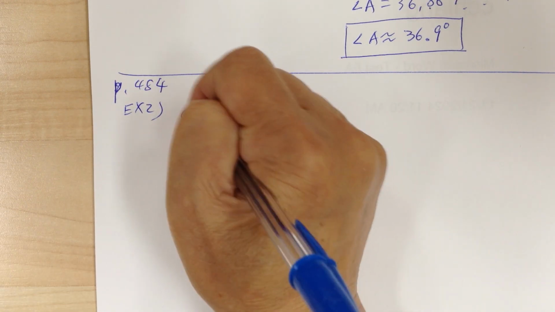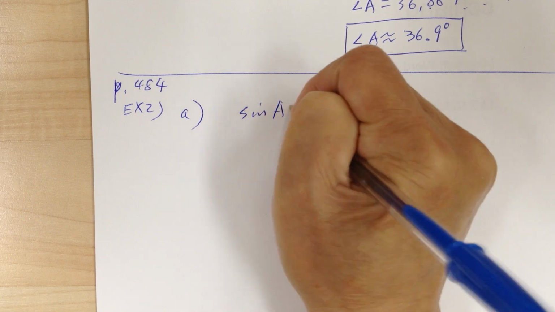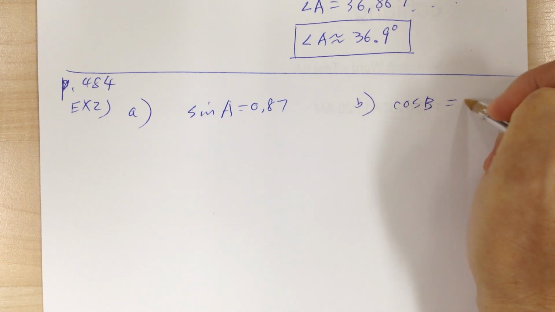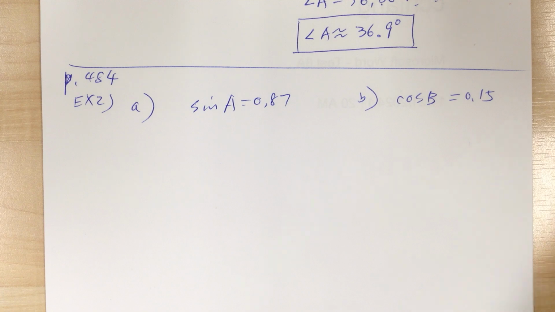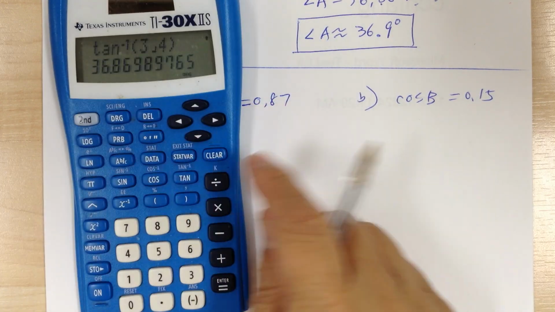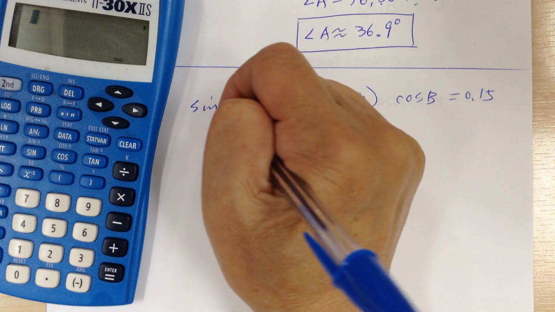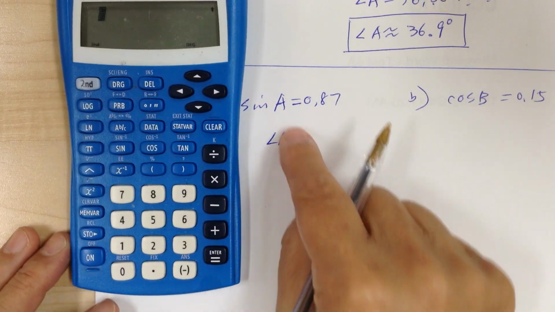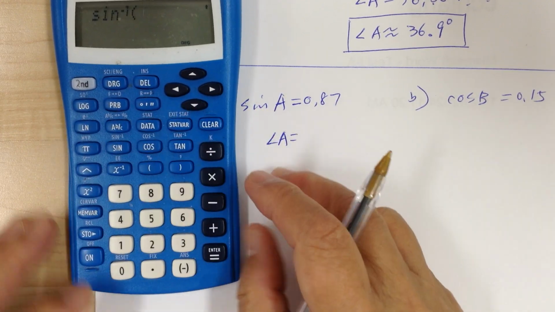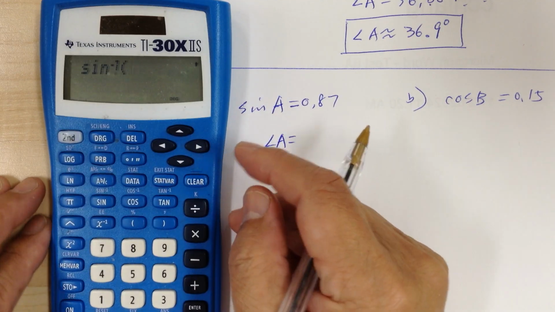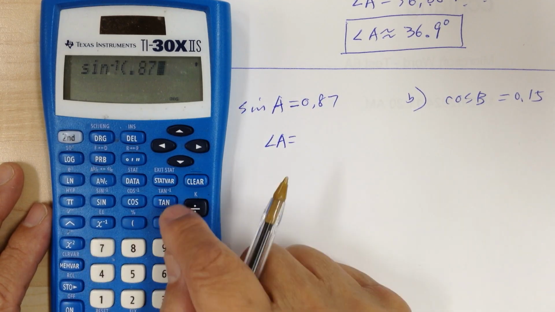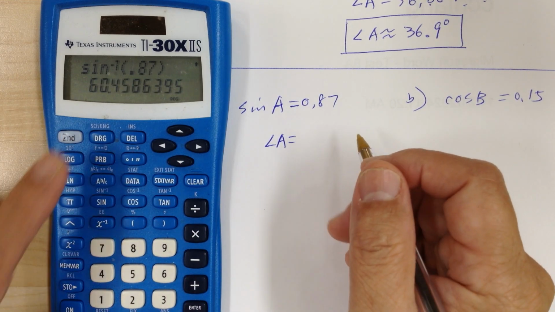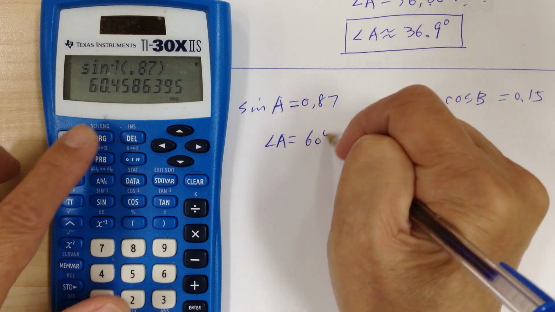For A, you have sine A equal to 0.87. For B, you have cosine B equal to 0.15. Since you're looking for an angle, you have to go second function. This is sine, so second sine, that's your inverse sine. You enter 0.87, closing parentheses, equal, and to the nearest tenth of a degree.